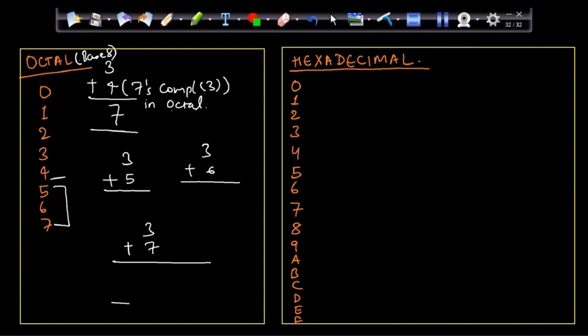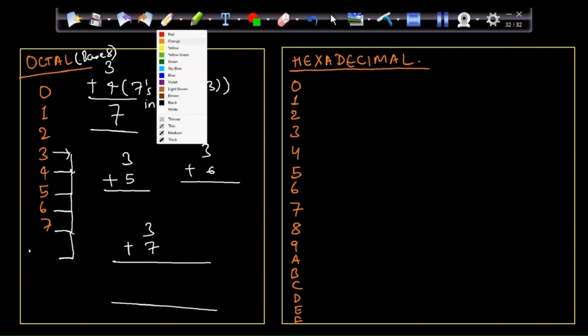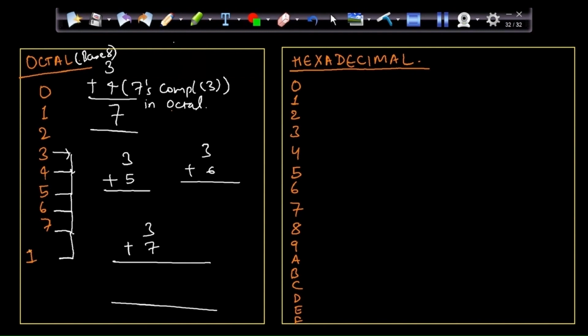Then what would be the result of it? So 3 plus 5 would be what? One step, you reached 4. Second step, you reached 5. Third step, you reached 6. Fourth step, you reached 7. So fifth step is the successive number after 7. What is the successive number after 7? It is 1 0. Okay. So 3 plus 5 is 1 0.